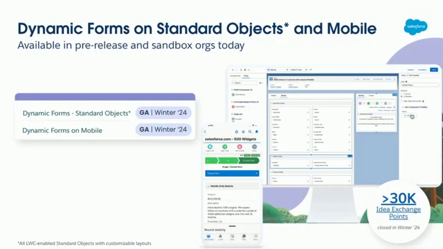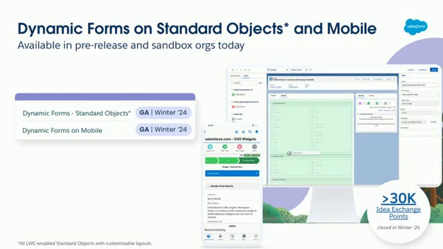Now that you have seen 3 great examples, an important question: how do you get started? The good news is, as of Winter '24, Dynamic Forms is GA on standard objects and on mobile, so you can get started today on your sandbox orgs and pre-release orgs.